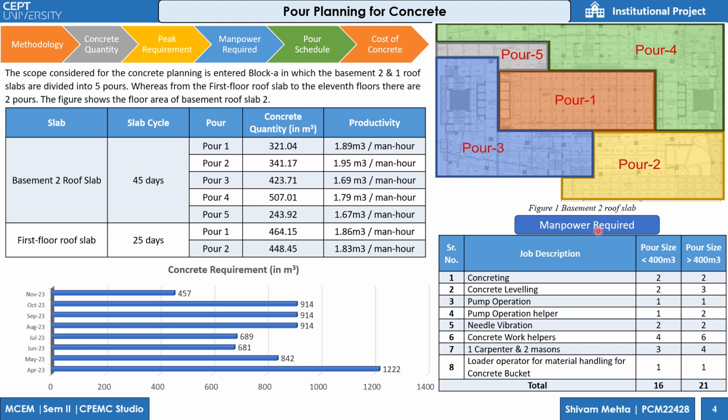Now we'll see the manpower requirement. The manpower is divided as per pour size. If the pour size is less than 400 cubic meters, they will require 16 laborers, and if the pour size is greater than 400 cubic meters, the labor requirement is 21. And the graph below shows the concrete requirement from April 23 till November 23. The maximum peak requirement of concrete is in April 23, when 1222 cubic meters of concrete will be required.